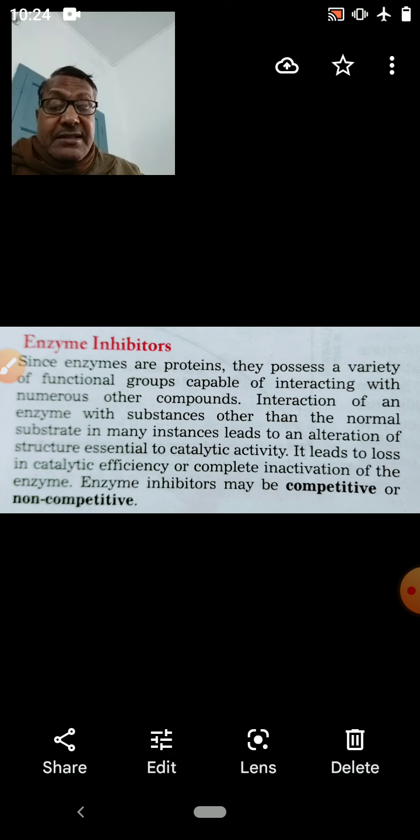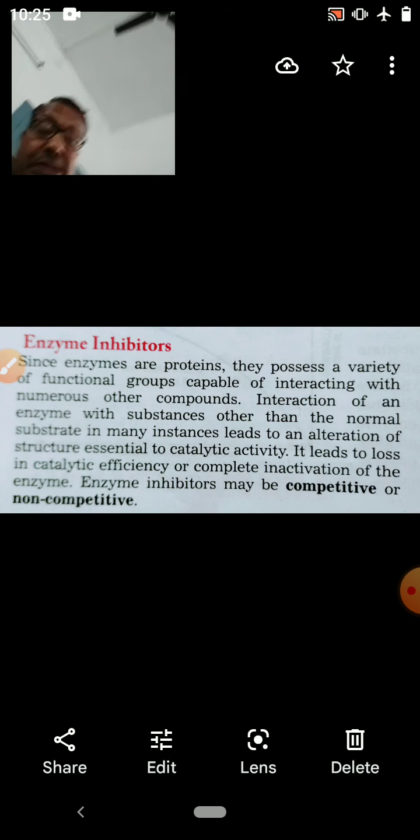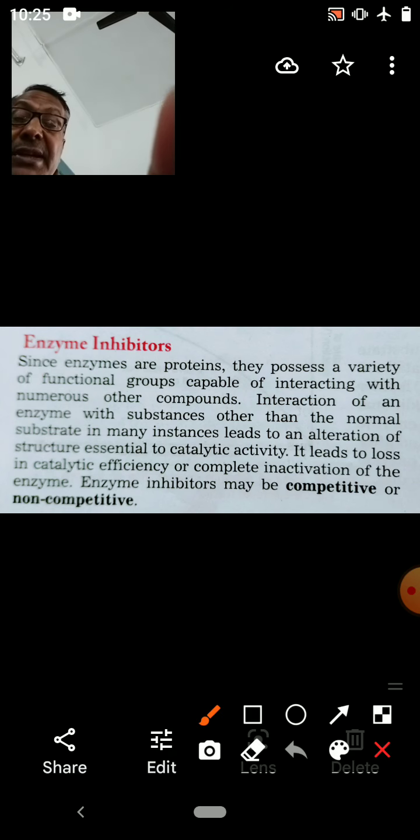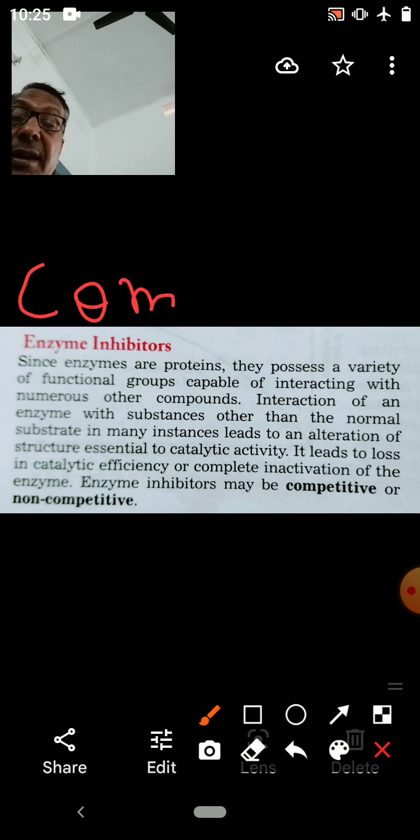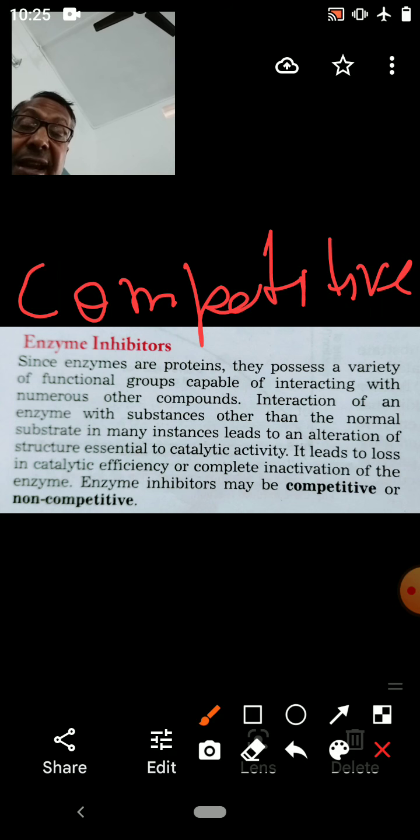These substances change the structure of the molecule of the enzyme. Therefore, enzyme molecules lose the catalytic properties. Enzyme inhibitors are of two types. There are two types of enzyme inhibitors. First is competitive, and the second is non-competitive.